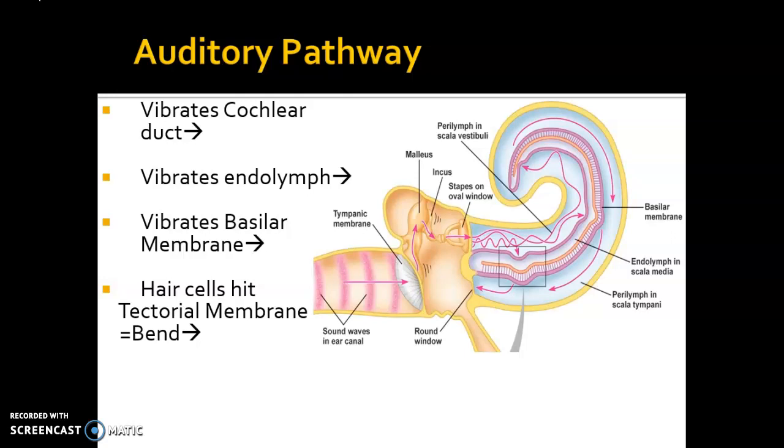Movement of the endolymph causes the basilar membrane, which is shown by the pink line here, to vibrate, and as the basilar membrane vibrates, that causes the hair cells to hit the tectorial membrane, shown in orange here by the orange line. The hair cells hit the tectorial membrane and they bend.